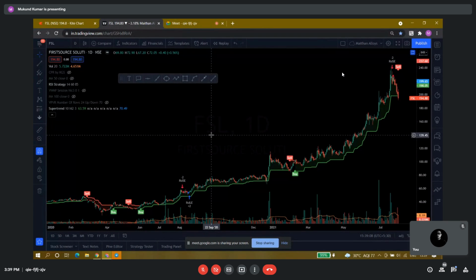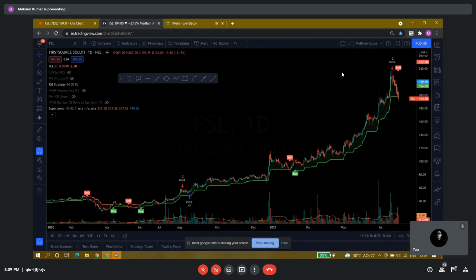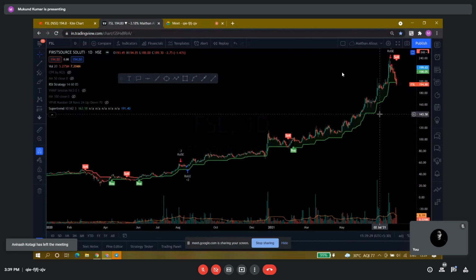So we should have exited here. Mukund asks about the buy and sell labels I have written, these patches. No, this indicator will change automatically into buy and sell. I don't do anything. I think it's a custom indicator. You can use Pine script to write this, because obviously, it doesn't come like this by default.